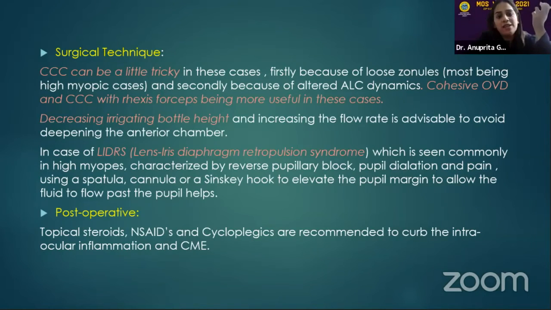In case of lens iris diaphragm retropulsion syndrome, which is more commonly seen in high myopes and is characterized by reverse pupillary block, pupil dilation and pain, we can use a spatula, cannula or a Sinskey hook and just elevate the pupil margin a little bit so that this syndrome is relieved.